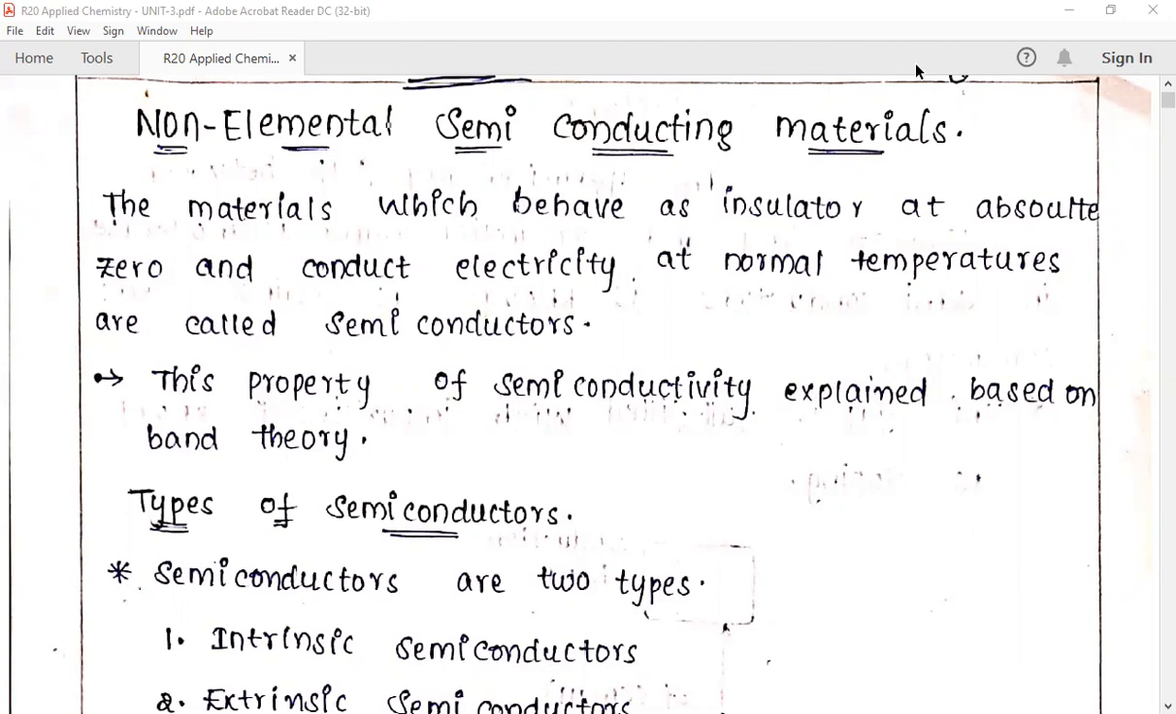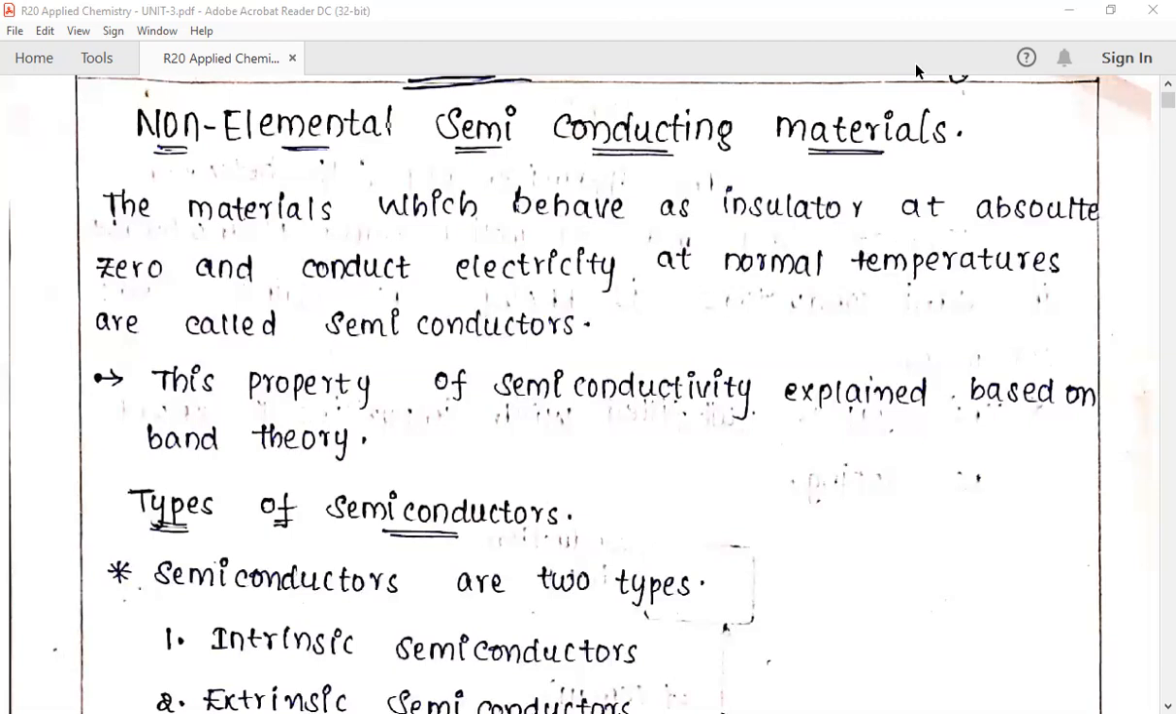What are semiconductors? Before going into the classification, that is elemental and non-elemental semiconductor material, first let me tell you what semiconductors are and what the properties of semiconductors are. Semiconductors means the material which behaves as an insulator. Insulator means the substance which does not conduct electricity.